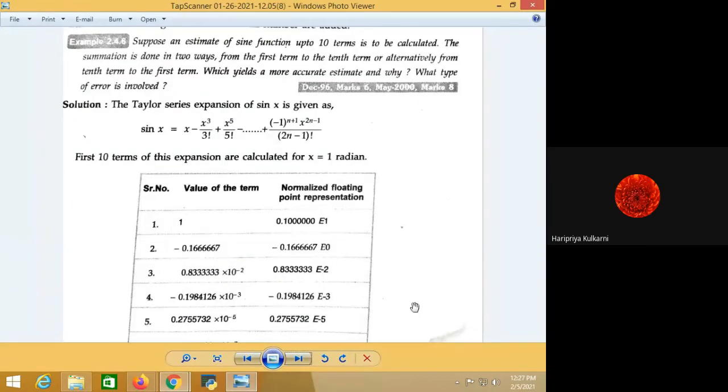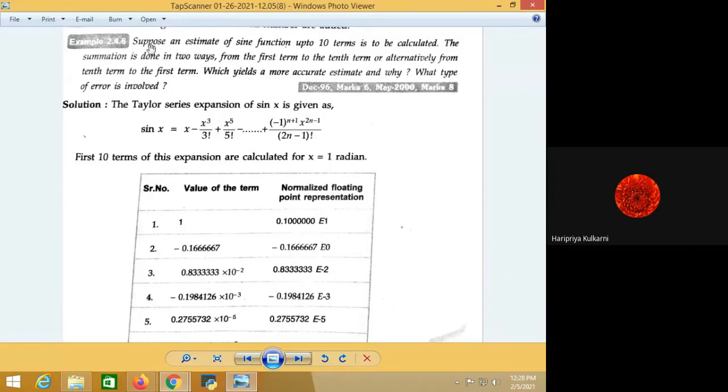Hello students, today we are going to solve a different type of problem. For example, say we have a Taylor series for the expression of sin x and we are interested to find out shall we start from the first digit or the last digit for adding up together.